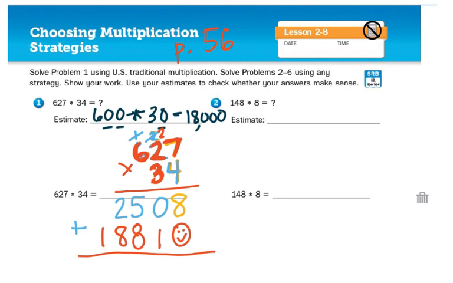8 plus 0 is 8. 0 plus 1 is 1. 5 plus 8 is 13. Put down your 3, carry your 1. 1 plus 2 is 3. 3 plus 8 is 11. Put down your 1. Carry your 1. And lastly, 1 plus 1 is 2. Now put in your comma. Now just circle your answer of 21,318. And that is close to 18,000.